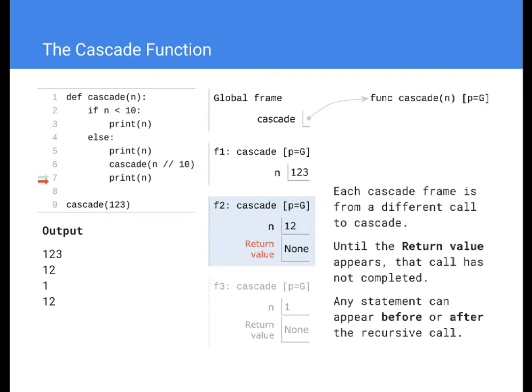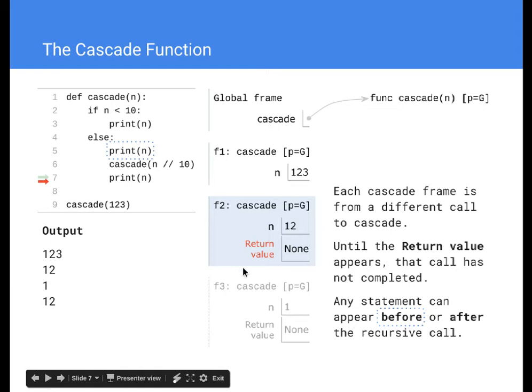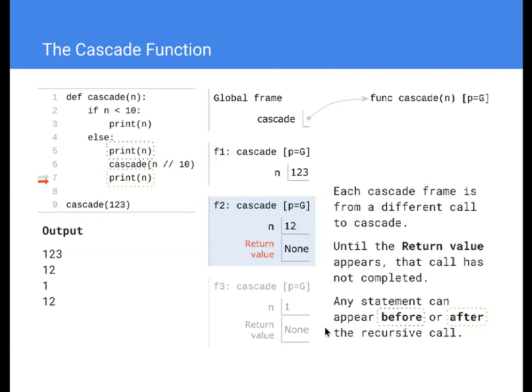Any statement can appear before or after a recursive call. There are no rules on that, like the fact function we saw, where the recursive call went at the end of the expression. You could have this recursive call in the middle of your program, at the beginning, or at the end. You evaluate that expression just like any other call expression. There's no special rule handling by Python. As an example, you can put print n before the recursive call, or print n after the recursive call, or both of them.